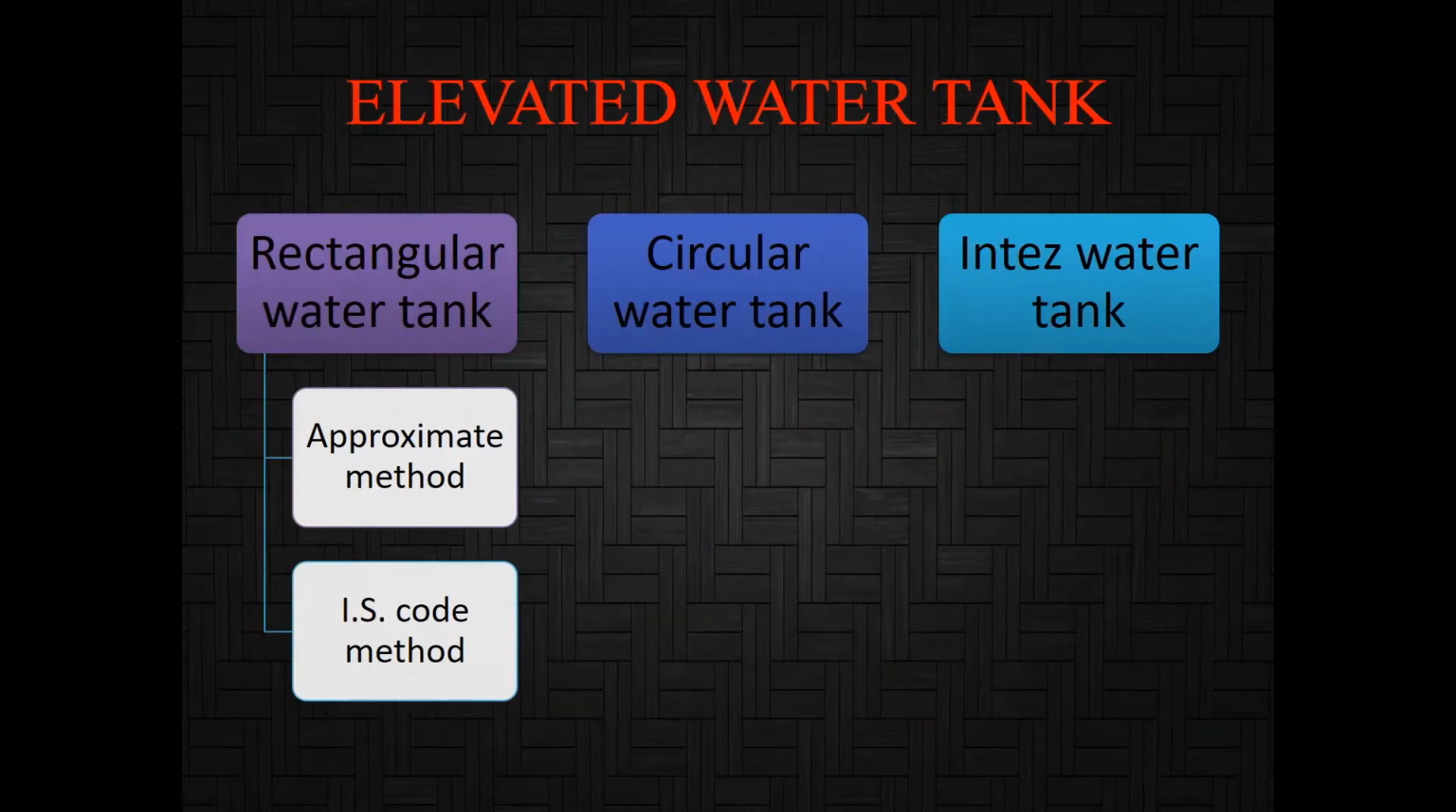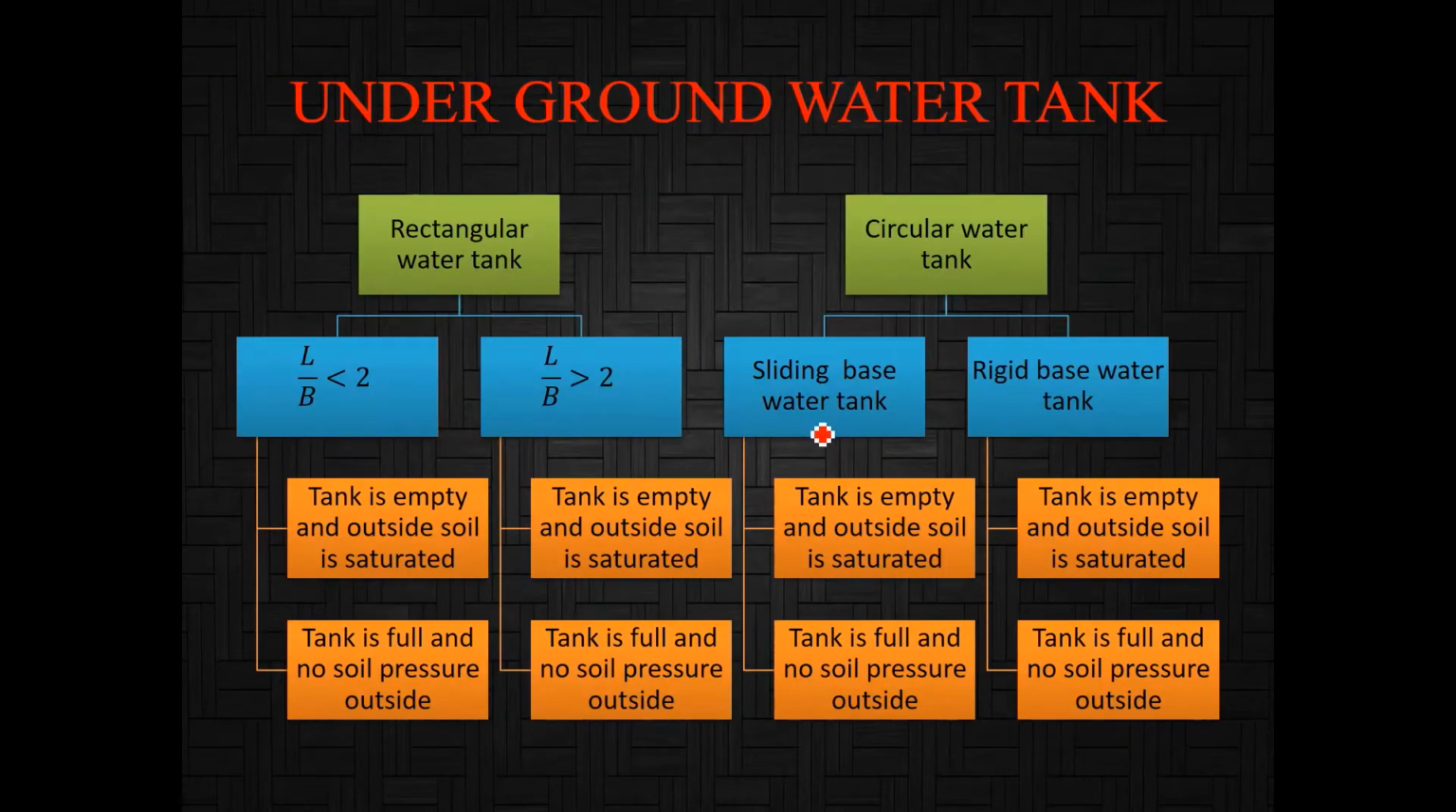We have a circular water tank underground. We have two types: one is sliding base and second is rigid base. And two conditions: tank is empty and tank is full. In this lecture, we are going to learn the sliding base water tank for these two conditions.